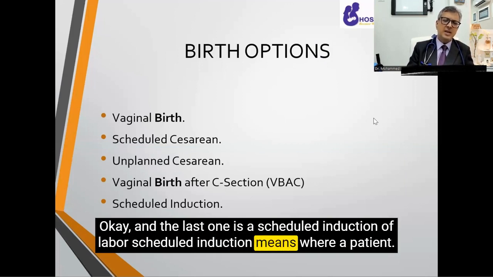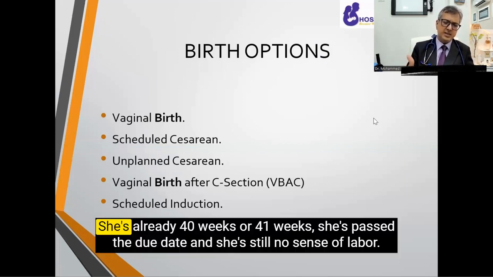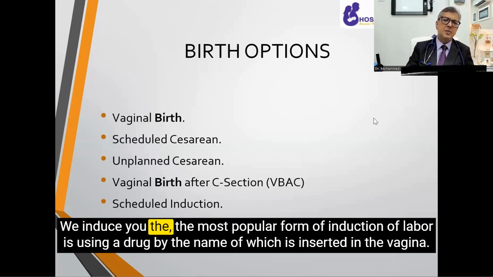Okay, and the last one is the scheduled induction of labor. Scheduled induction means where a patient is already 40 weeks or 41 weeks, she's past the due date, and there are still no signs of labor, we induce you. The most popular form of induction of labor is using a drug by the name of Prostin, which is inserted in the vagina.